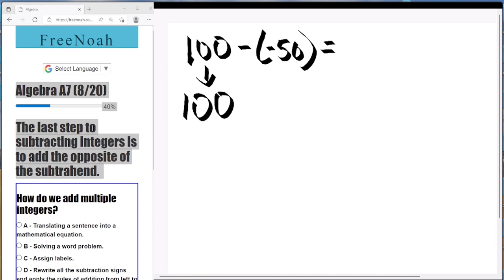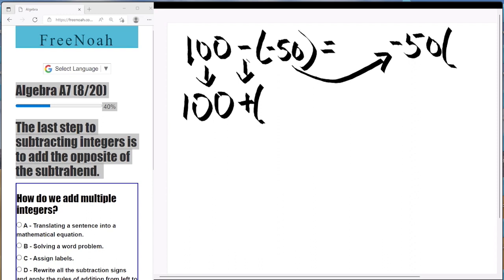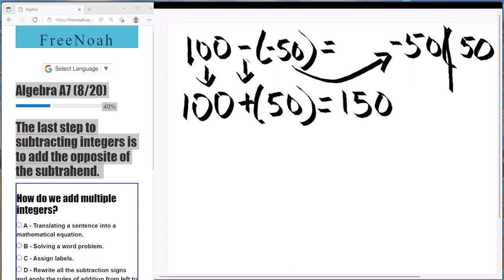Let's take another example here. 100 minus negative 50. Well, we're going to leave 100 alone. We're going to drop this minus sign and add a positive, and we're going to find the opposite of negative 50. So the opposite of negative 50 is 50. And we're going to replace it in our regrouping right there in our B section. Now what we get is a regroup of 100 plus 50 equals 150.